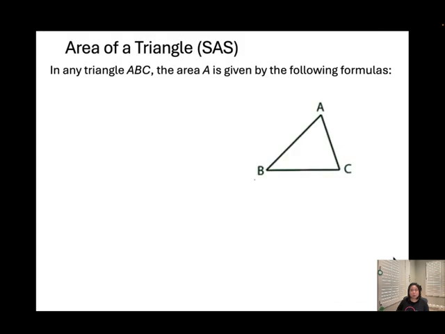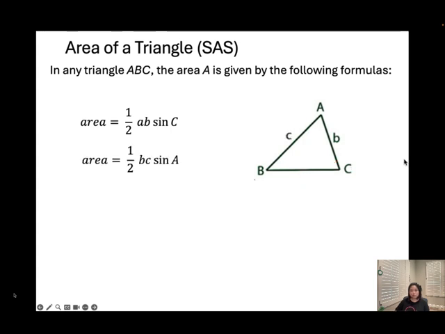Now we want to talk about the area of a triangle. Let's say I have a triangle ABC and the area is given by the following formula. So area will be equal to 1/2 ab sine C. Okay, talking about side a and then side b with the angle C here. Two sides and the angle in between. So a, b, side C.